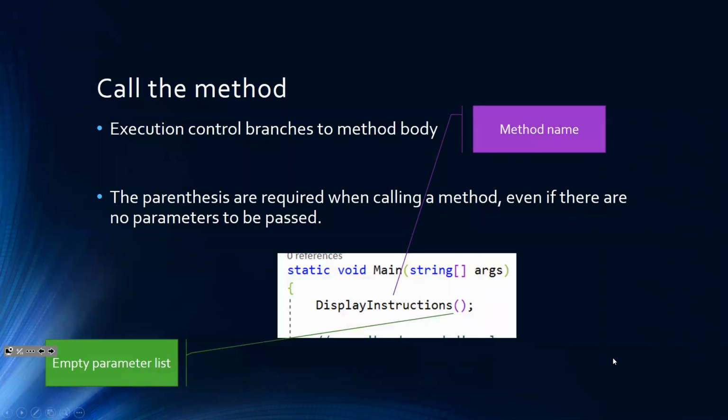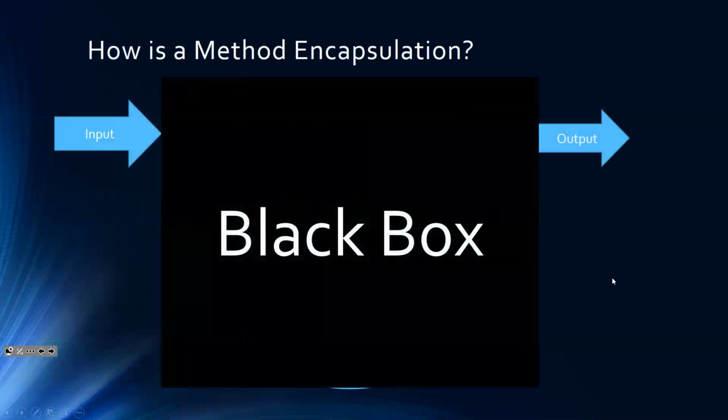So we saw that when we call the method, execution branches. Whenever you're looking at a method, remember it's just like a black box. So it has input, the parameters that we pass. It has output, the values that we return. But that method itself is a black box inside there.